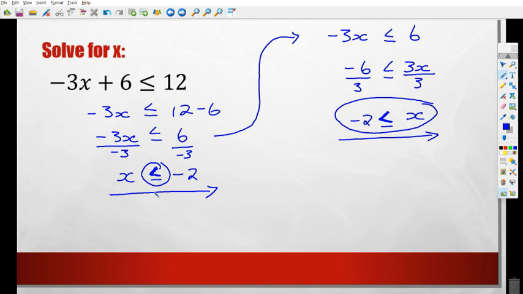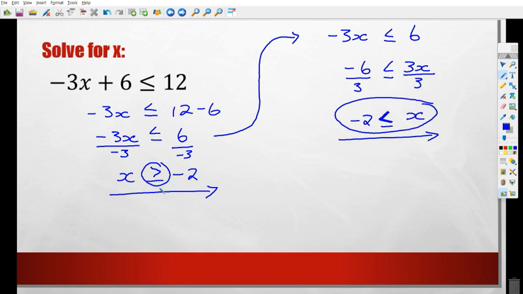I'm just going to flip it around. Instead of it being like that, simple things, I'm just going to flip it around to the other direction.